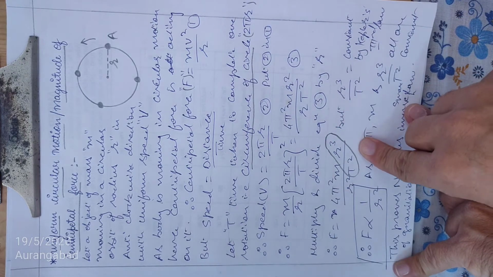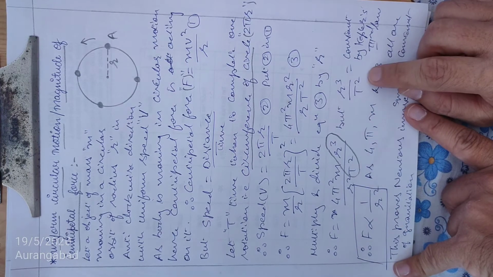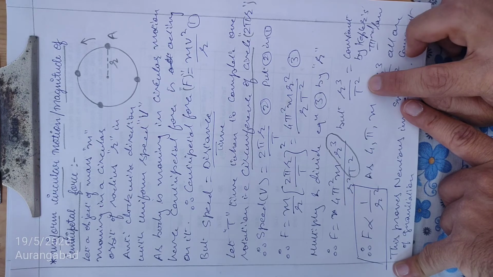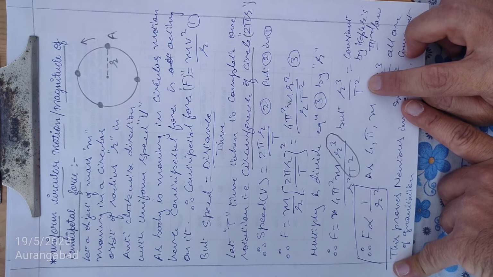But we know this r cube upon T square is nothing but constant as per Kepler's third law. Remember the third law? What does the third law say? Square of the time is directly proportional to cube of the radius. And this we have already learned in the last session. There we have said T square upon r cube is constant.